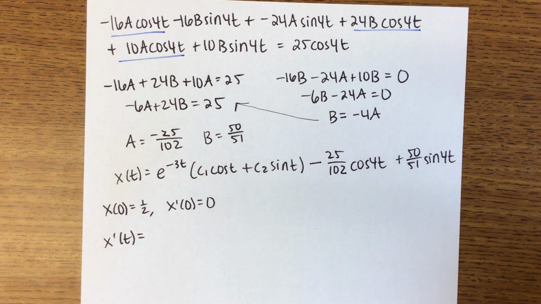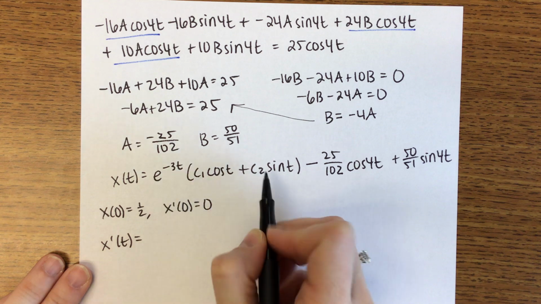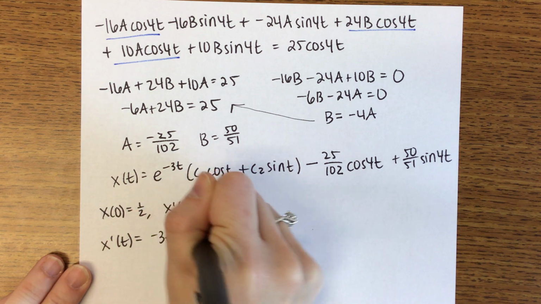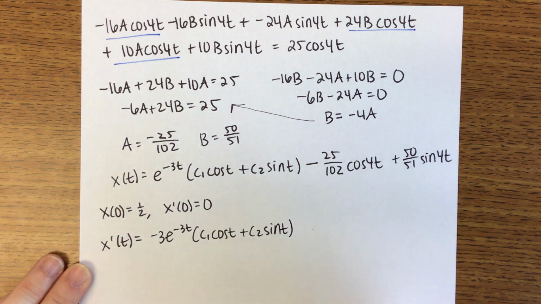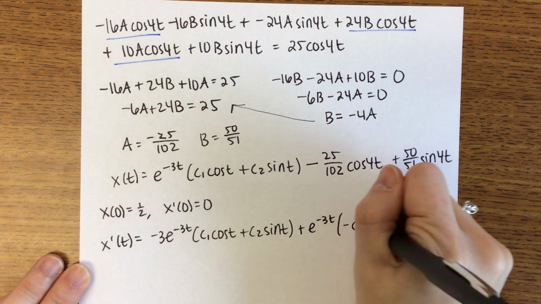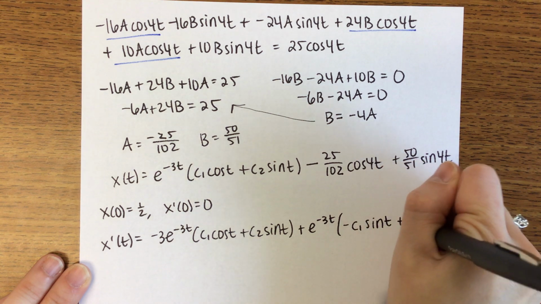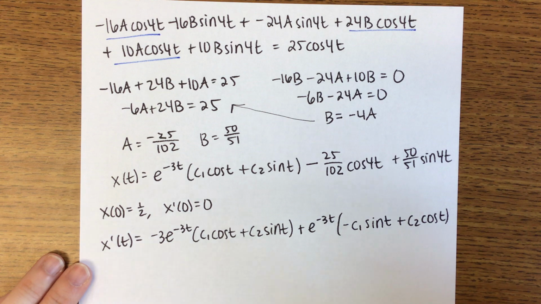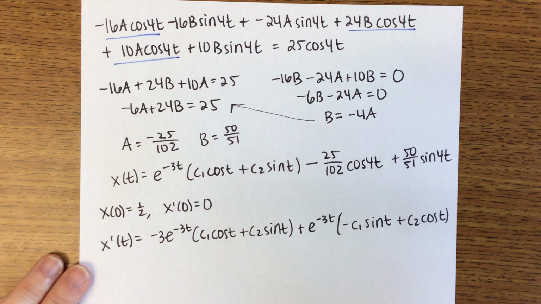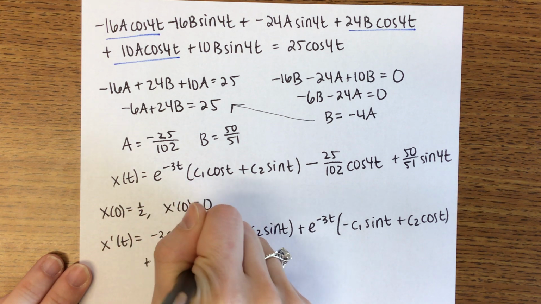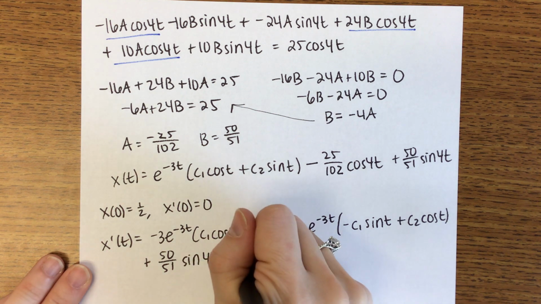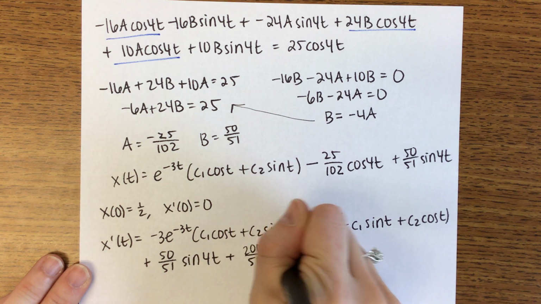I'm going to continue by finding the first derivative of x of t. Starting here and doing the product rule, we get negative 3e to the negative 3t, c1 cosine of t plus c2 sine of t, plus e to the negative 3t, taking the derivative in parentheses, we get negative c1 sine of t plus c2 cosine of t. And then don't forget, you still need to take the derivative of those two terms. So we get plus 50 over 51 sine of 4t plus 200 over 51 cosine of 4t.